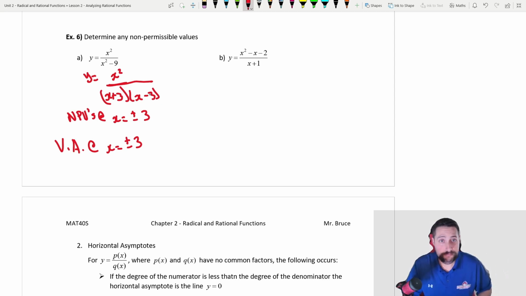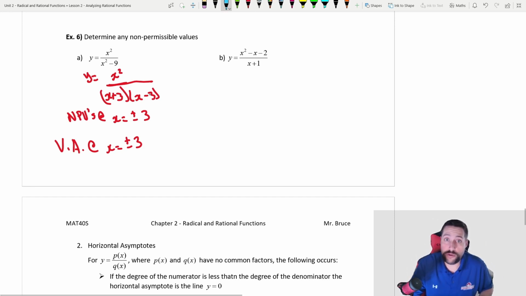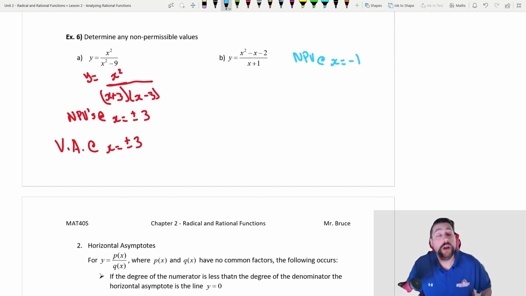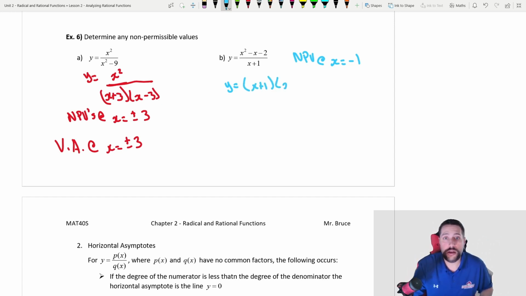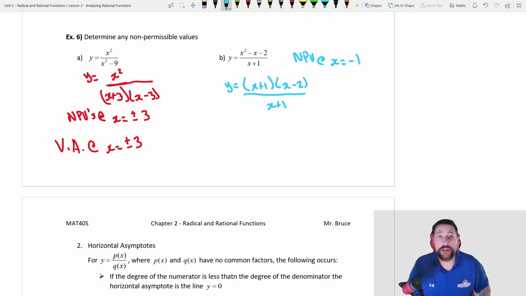Example B, y is equal to x squared minus x minus 2 divided by x plus 1. We can figure out what the NPV is right away. So an NPV is at x is equal to negative 1. What we need to do now is factor the numerator to see if anything cancels. So this factors to x plus 1, x minus 2, all being divided by x plus 1. In this particular case, your x plus 1's cancel, and we have y is equal to x minus 2, which means now we have a POD because an NPV was canceled.